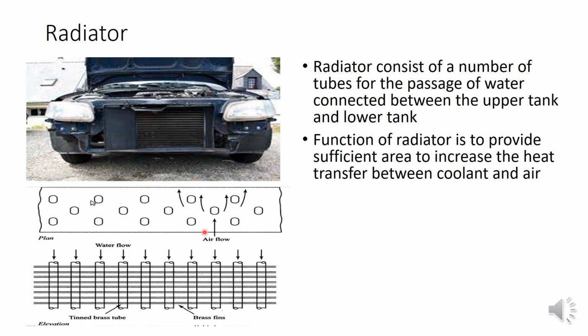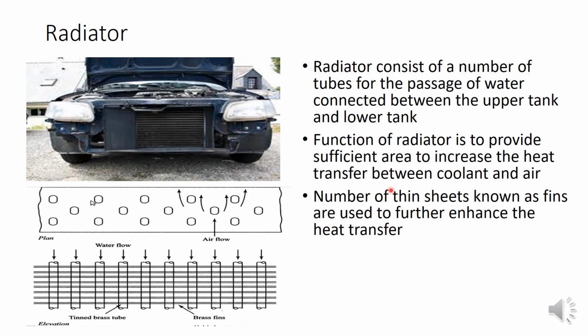So you can see here air flow is here, water flow is here, both directions are given. So air flow is in this direction. So that means air flow is perpendicular to the water flow. This is the front view, this is the top view. So to increase the heat transfer, you have to increase the area. Then only can we quickly cool this hot water to cold water when it moves from the upper tank to the lower tank. That is why we are providing a large number of tubes between the upper tank and lower tank of the radiator. And another thing is a number of thin sheets are also attached.